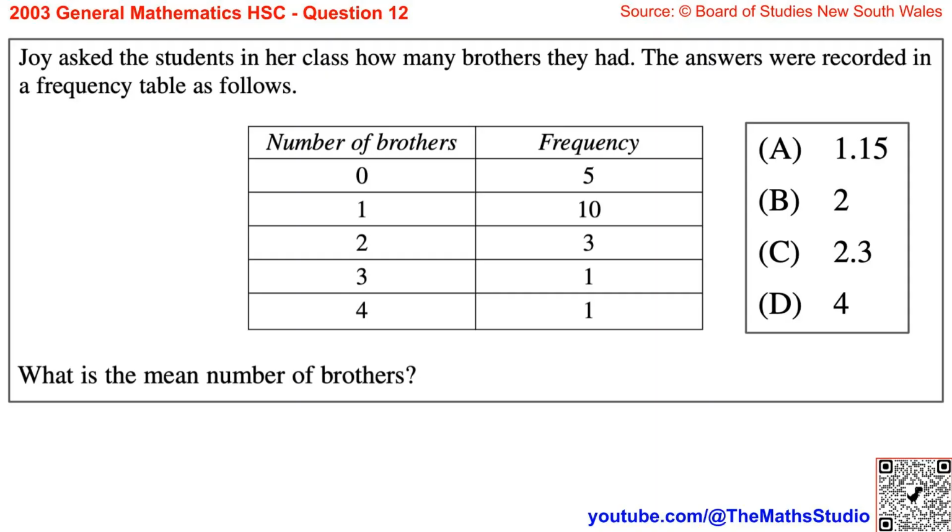Question 12. Joy asked the students in her class how many brothers they had. The answers were recorded in a frequency table as follows. What is the mean number of brothers?